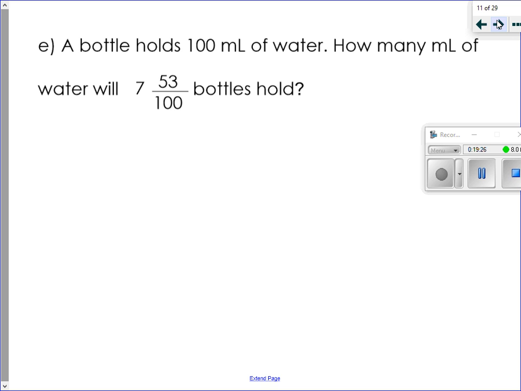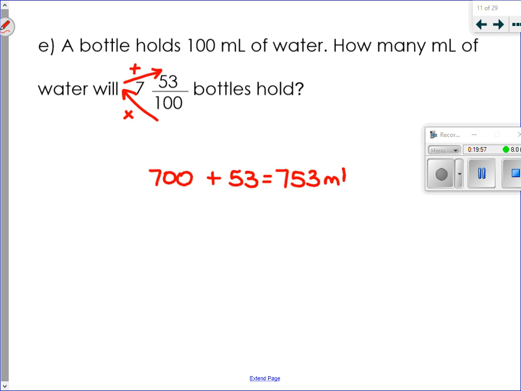What about this one? A bottle holds 100 milliliters of water. How many milliliters of water would 7 and 53/100ths bottles hold? Well, if I have 7 bottles of 100, I'm really multiplying 7 groups of 100. That's 700. And then I also have, so plus 53 more milliliters. That's 753 milliliters altogether.